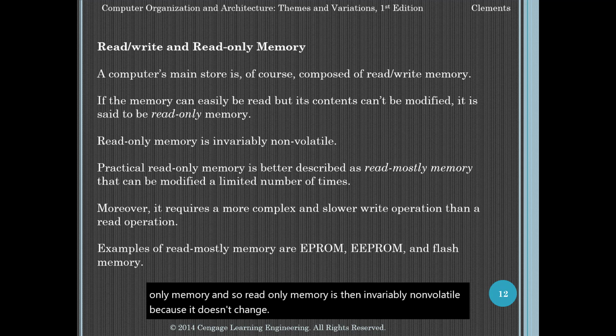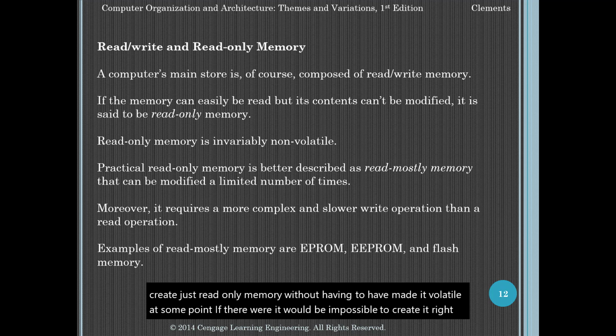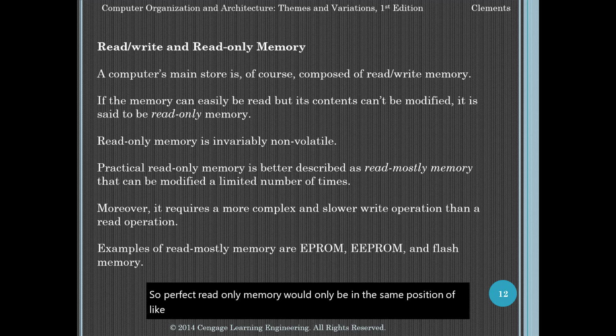So there's really no true read-only memory because, of course, you had to write something there in the first place. I know sometimes it's hard to think of that, right? There's no way to create just read-only memory without having to have made it volatile at some point. If there were, it would be impossible to create it, right? So perfect read-only memory would only be in the same position as the perfect solvent that can't be stored in a container without dissolving it.